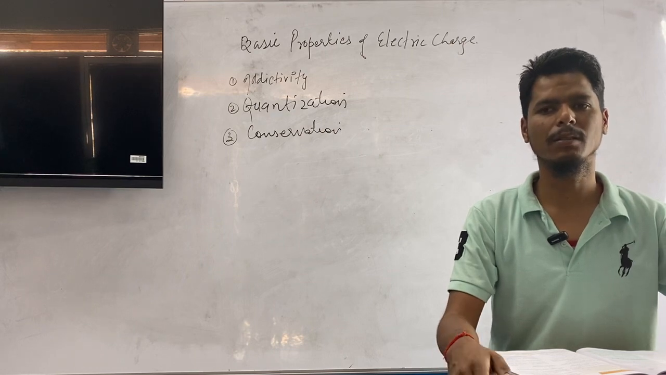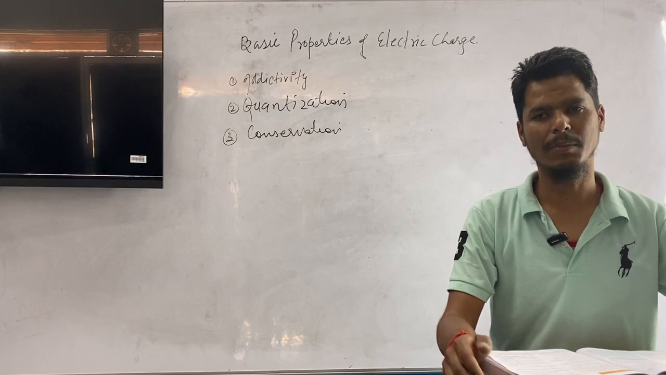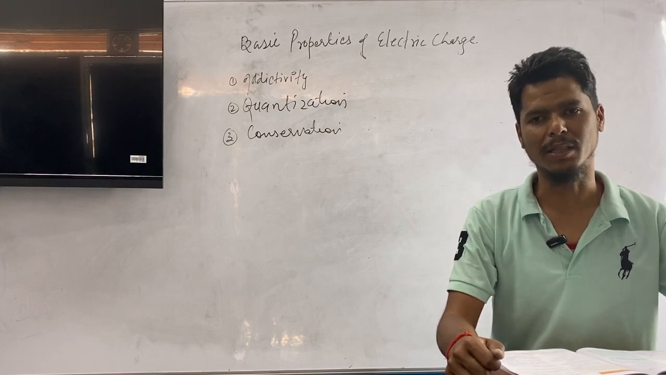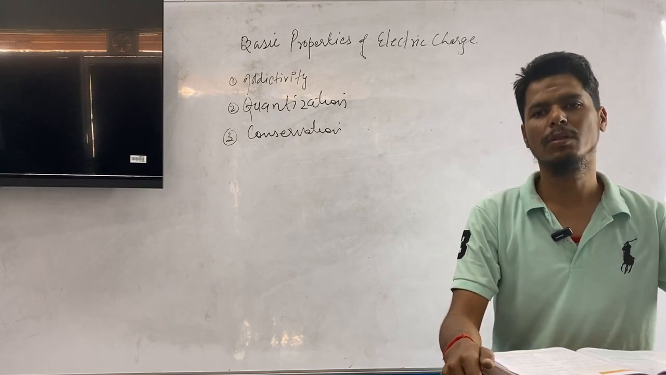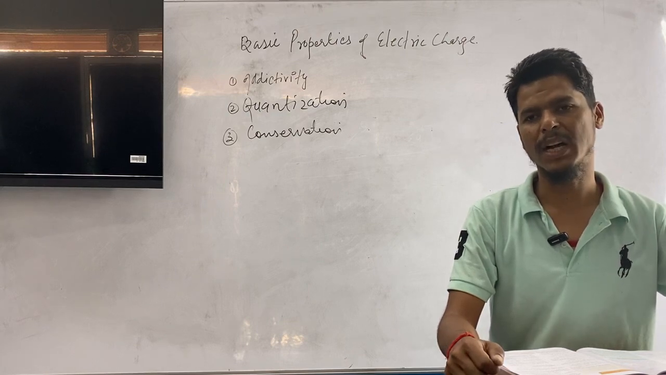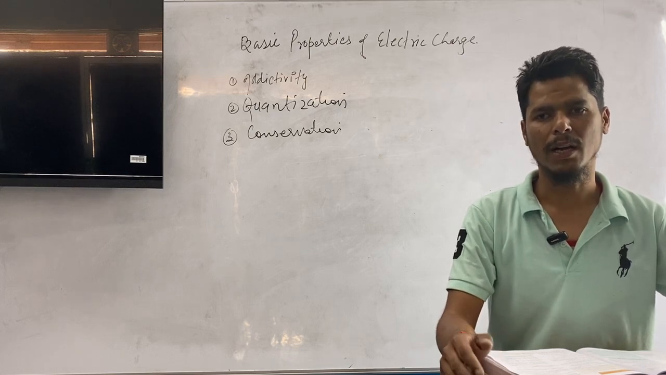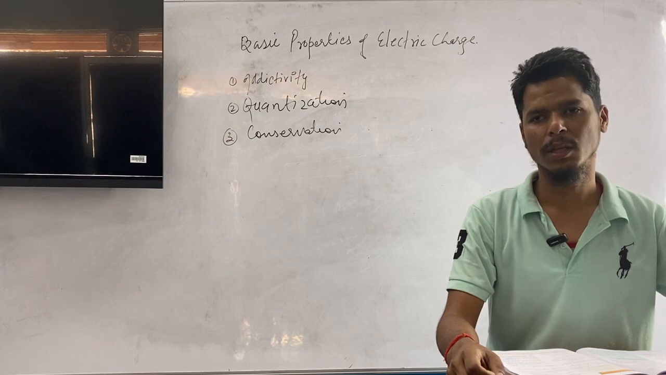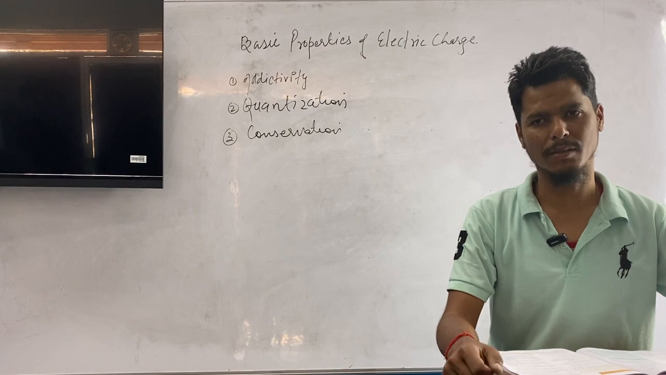So you just make a heading, some basic properties of an electric charge. Then make a subheading, number 1, additivity. What does it mean by additivity? We can conclude by this word, additivity means addition. Addition means summation. So please write down, according to this property, the net charge on an isolated body is the algebraic sum of charge on individual points on that.